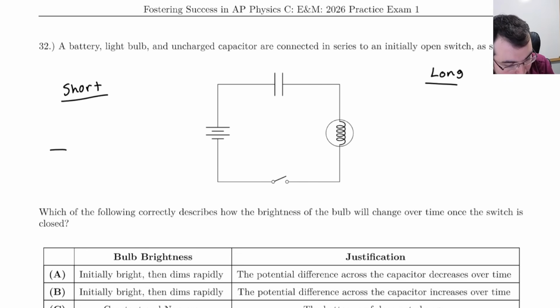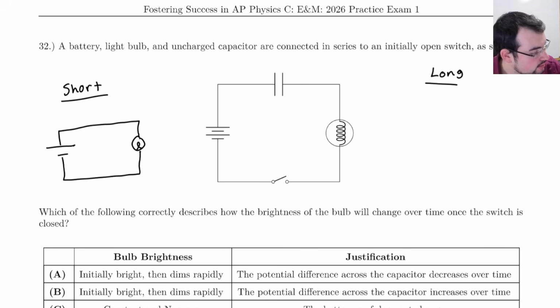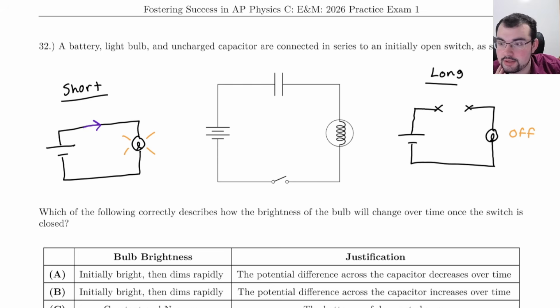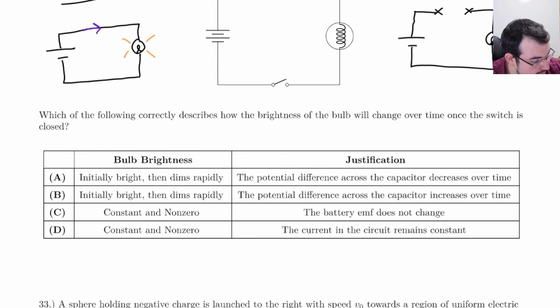So at short times, remember, our capacitor would be a wire. So we would get a very bright bulb because we get current. And then after a long time, our capacitor would be a gap. So we get no current, so the bulb would be off. So what does it do? Well, it's initially bright, then it dims rapidly. And why is that true?